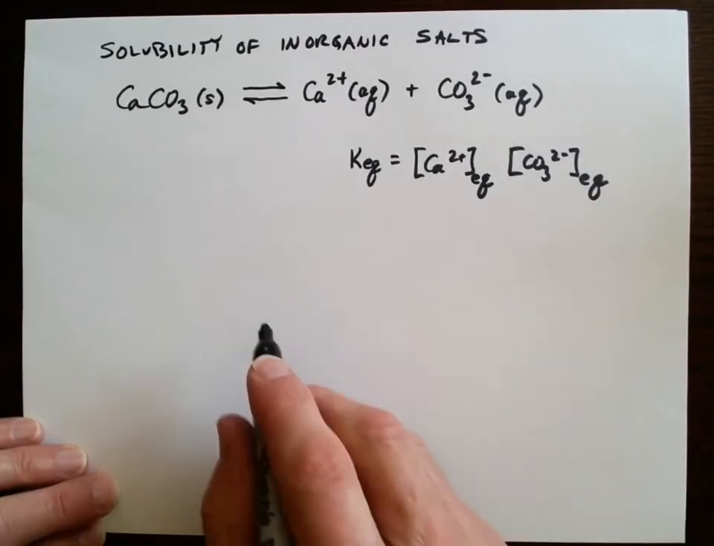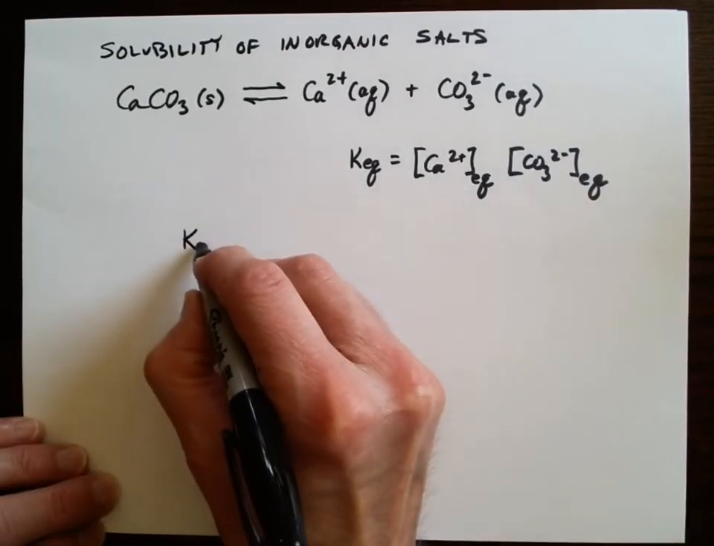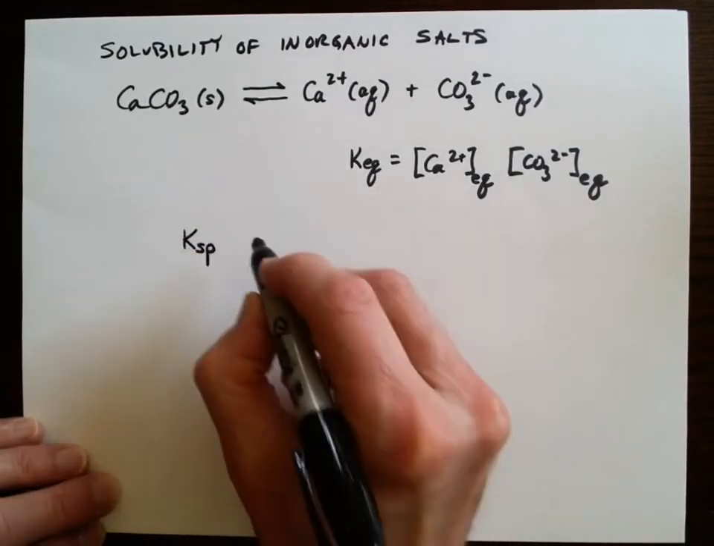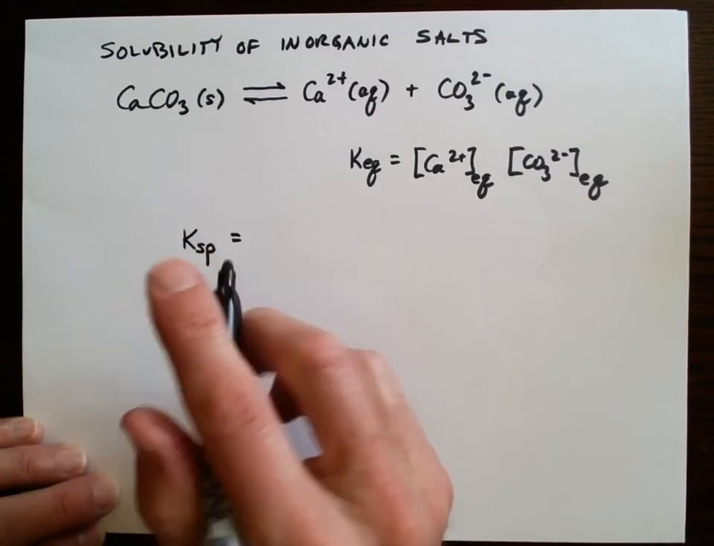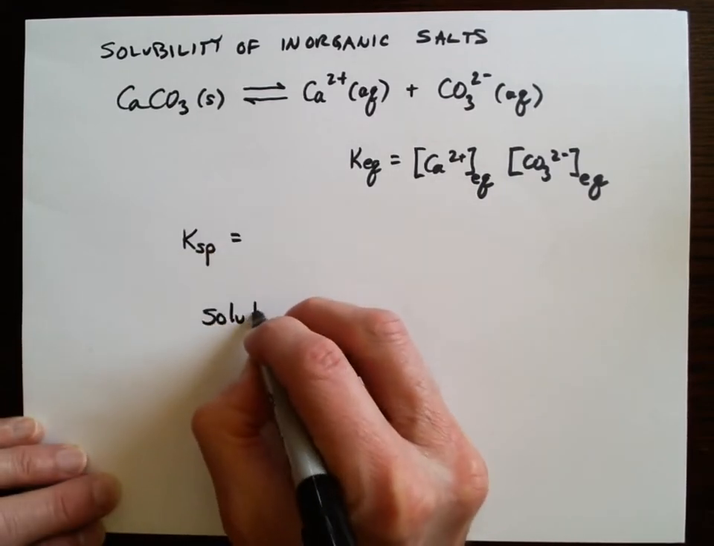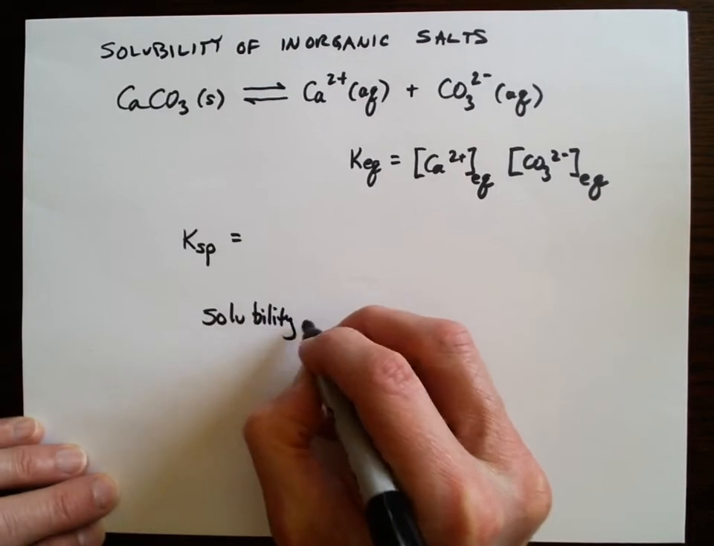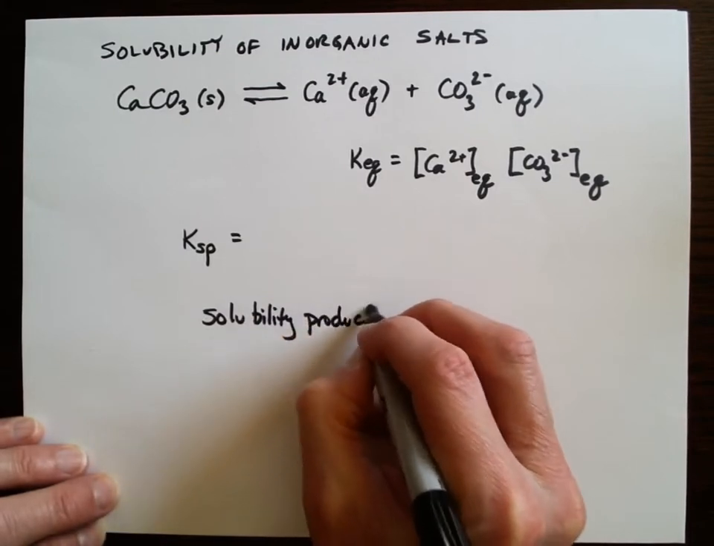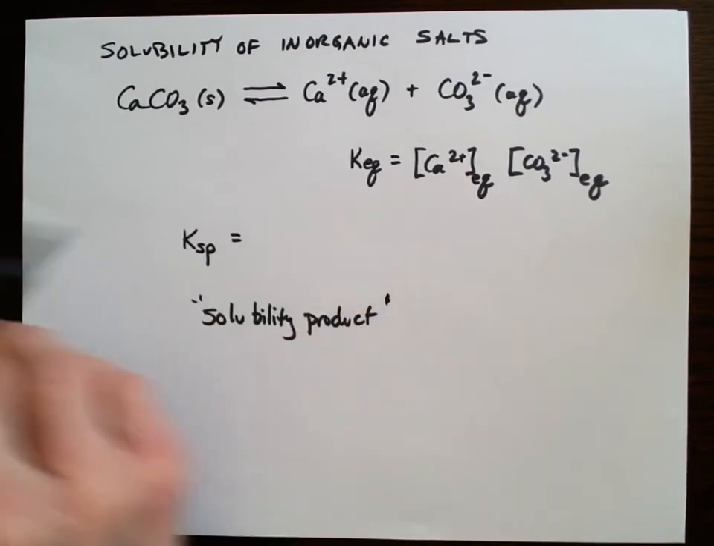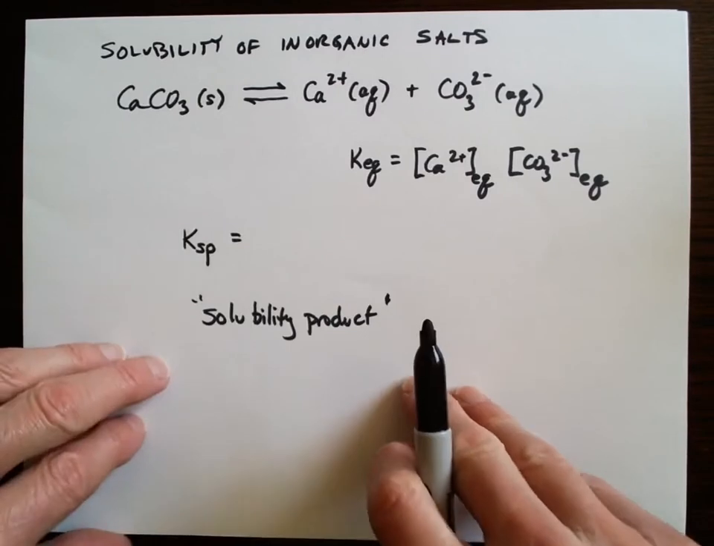When we write these particular equilibrium constants, you'll often see them listed as K with a subscript sp, which stands for solubility product. And we're just going to start off by doing a couple of problems.